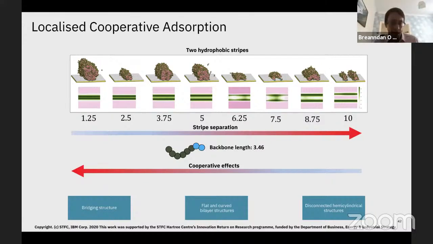But what is quite clear is that the length scales of these cooperative effects, which are leading to these different morphologies, clearly extend beyond the length of the individual surfactant molecules themselves, as you can see by comparing the length of this molecule to the spatial separation between the hydrophobic stripes.